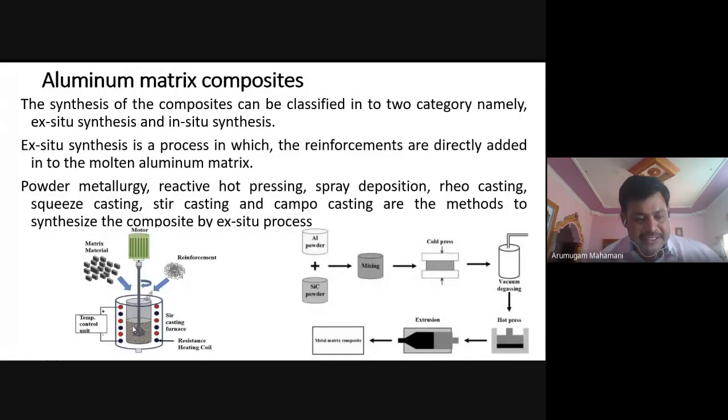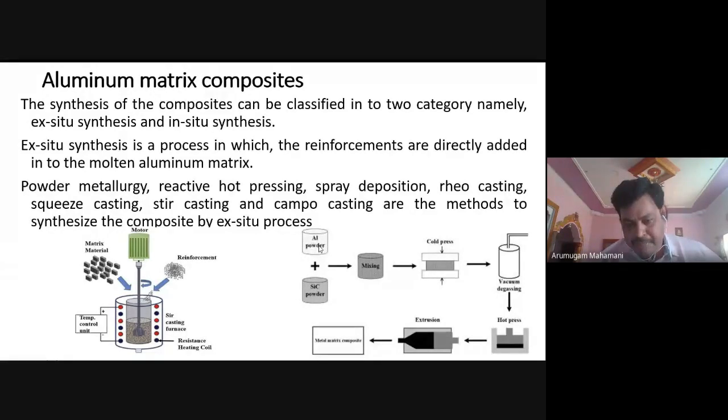Here you have a resistance coil. After that, you have a bottom pouring attachment. Stirring, everything is over. Finally, you get the aluminum matrix composite after stirring. So finally, through the bottom pouring attachment, you can pour it into the mold cavity. If you want to make a rod, or plates for testing various properties, it is possible. So next to stir casting, another important process widely used is the powder metallurgy process.